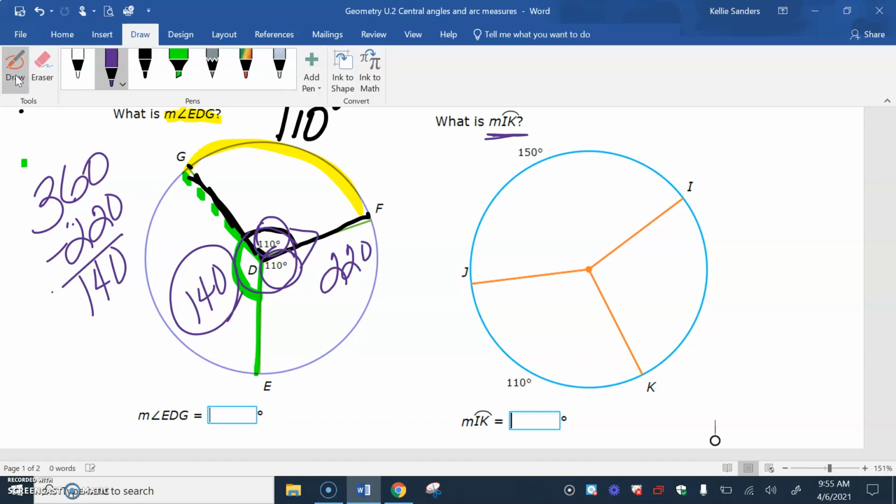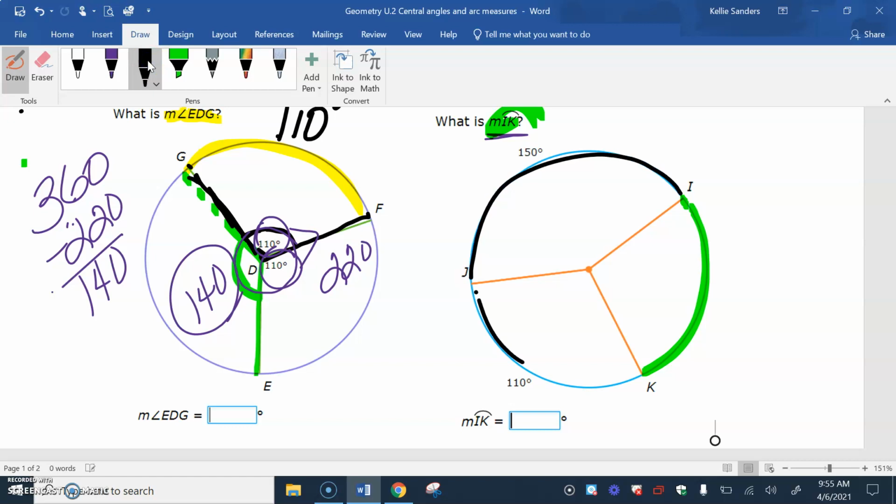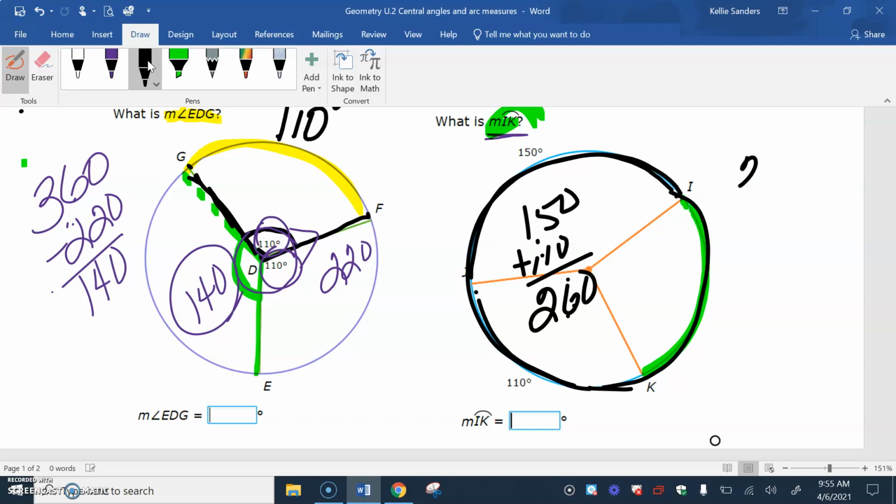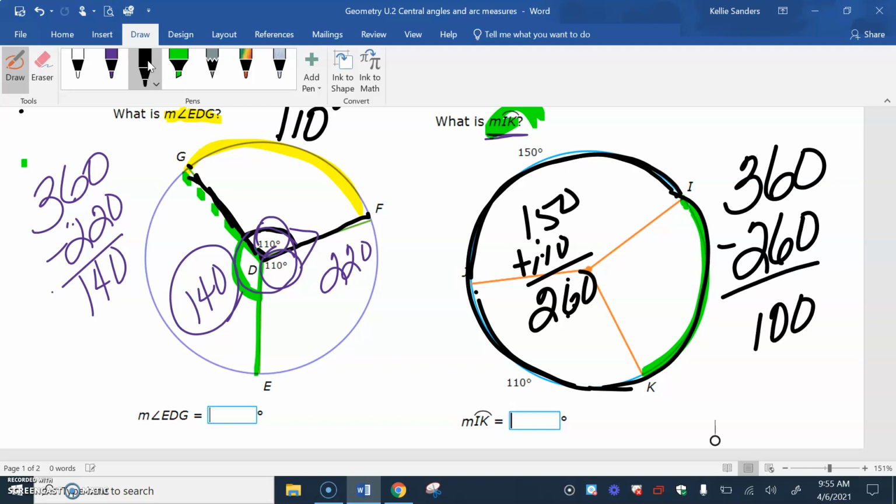The measure of arc IK. So where's IK? So we want to know how wide the circular part is. So if this is 150 and this is 110, 150 plus 110 is 260. If I go all the way around, I've made a full circle, and a full circle is 360. So I'm going to take the 260 that we already know away from the 360, and the other arc that we don't know is 100.